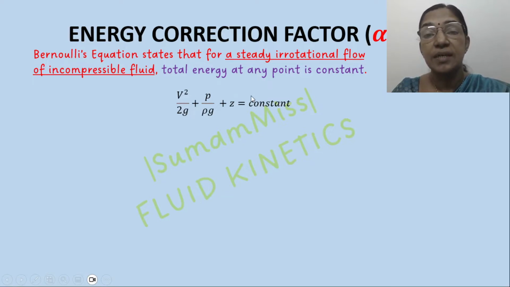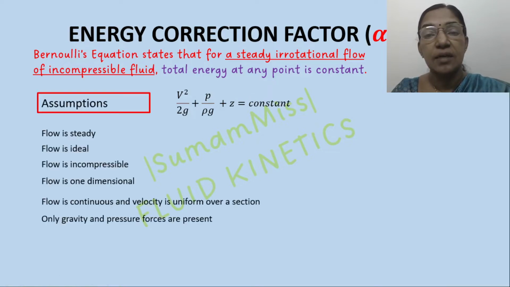So this equation is valid under certain assumptions. The first assumption is flow is steady, that is flow characteristics as well as fluid characteristics are constant with respect to time. Second, flow is ideal, that means fluid possesses no viscosity, so there is no frictional resistance or no loss. Third, flow is incompressible, that means the density of the flowing fluid is constant. Fourth, flow is one-dimensional, that means this equation is derived for the motion of the fluid element along the streamline. Fifth, flow is continuous and velocity is uniform over the section.